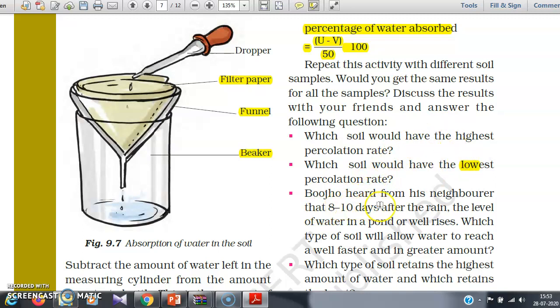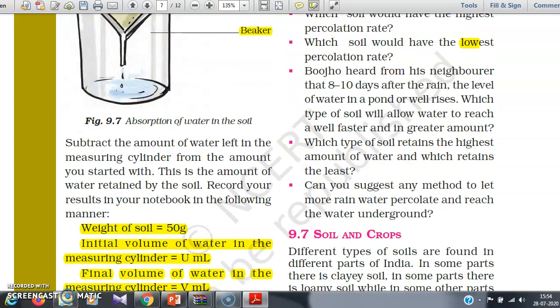Clay soil. Bozo heard from his neighbor that 8 to 10 days after the rain, the level of water in a pond or well rises. Which type of soil will allow water to reach a well faster and in greater amount? Which type of soil retains the highest amount of water and which retains the least? Highest water retention capacity we can observe in clay soil, and least water retention capacity is obviously in the sandy soil.